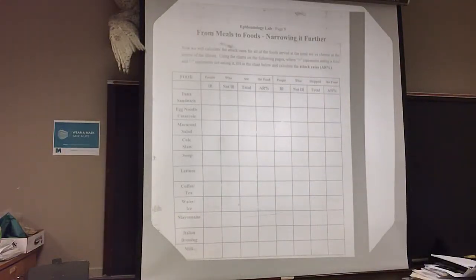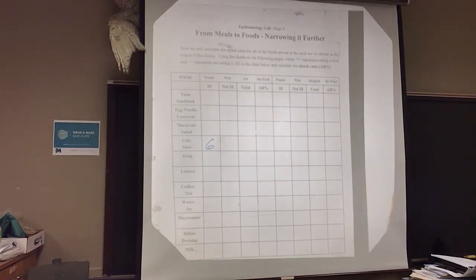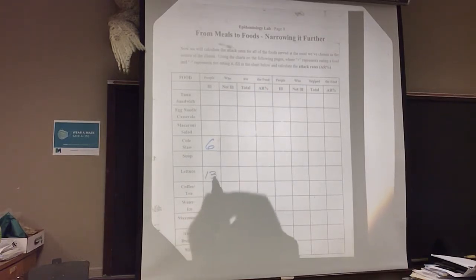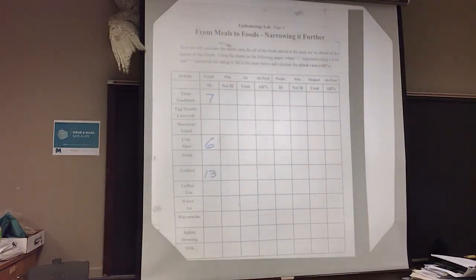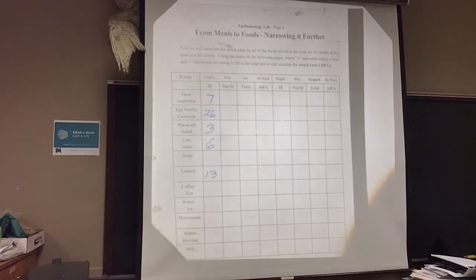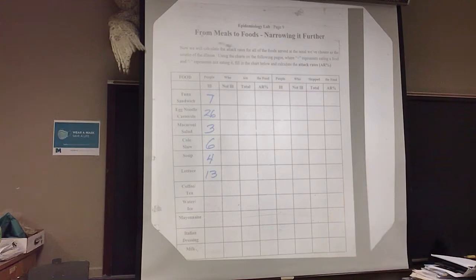6 for coleslaw, first page. 13 for lettuce on the first page. I got 26 for the casserole on the first page. 3 for mac salad on the first page. I got 4 for soup on the first page. No, we're totaling second and third together. Oh, I'm sorry. I got 4 for the second and the third. 5.